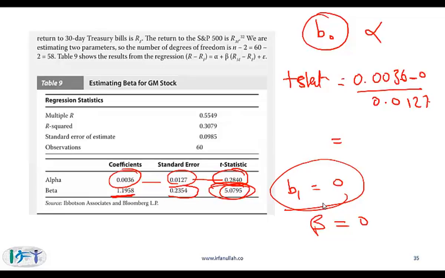Now, what if your belief is that the beta is different from 1? Then how will you change your working over here? Minus the hypothesized value. Yeah, then your hypothesized value becomes 1 and you will get a different t-stat. Okay, so keep that in mind.